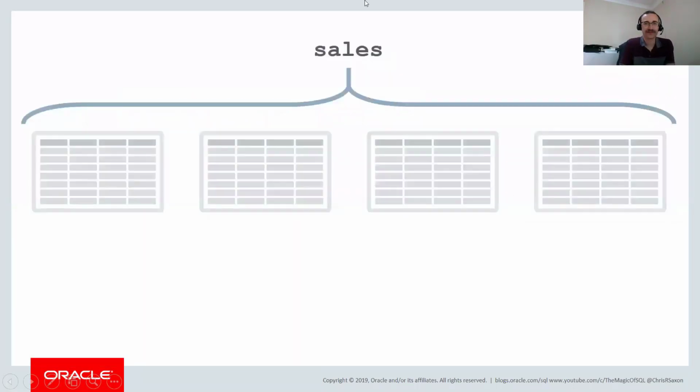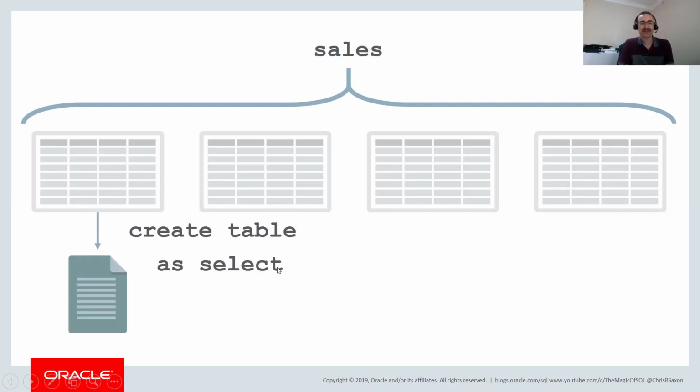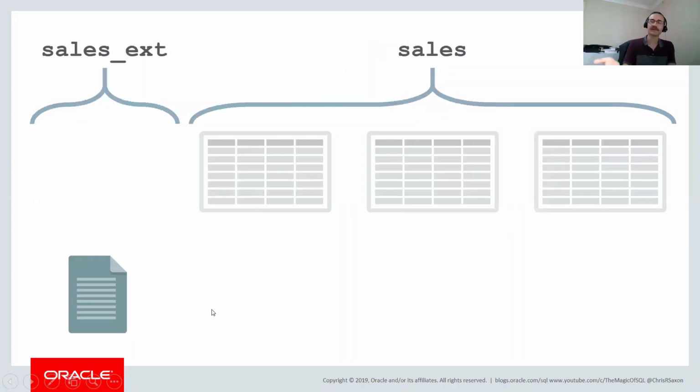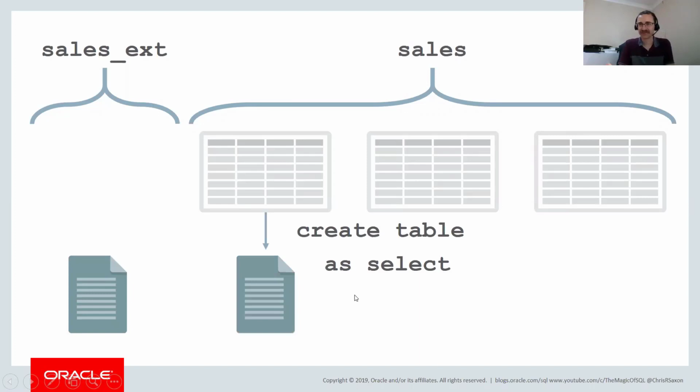Okay, so we've got our sales table here, and it's got 4 partitions, and we want to start archiving it off. So let's say we're working left to right. The stuff on the left here is the oldest partition. So what we can do is use create table as select to do our Data Pump driver external table unload. So we've unloaded it to a file outside of the database. We can then drop that partition off, and then we can read it through our sales external table. We can then do a similar process for the next oldest partition when the time comes.